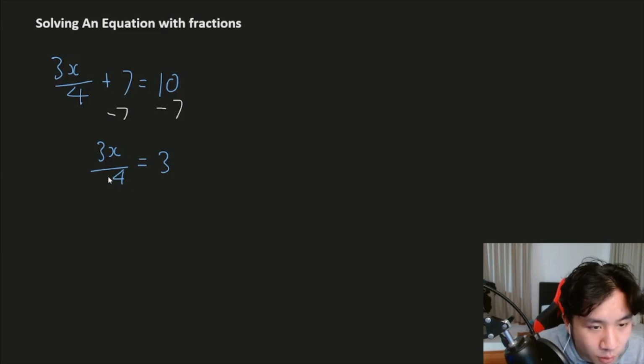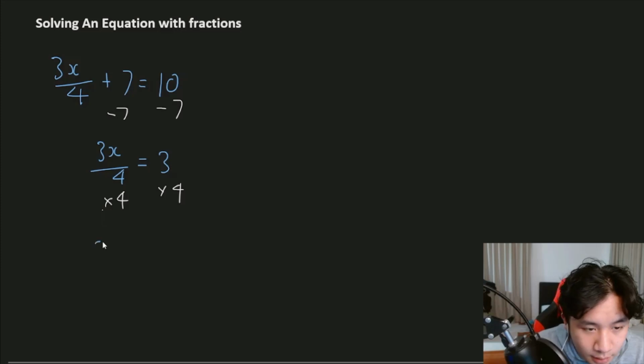Okay, and to solve this, again, you want to do the opposite of what's shown here. So that's divide by 4, and so I'm going to times 4. And so I get 3x equals 12.